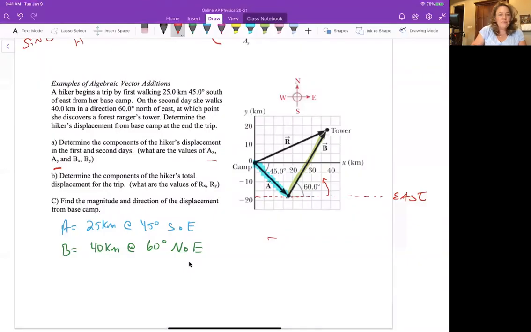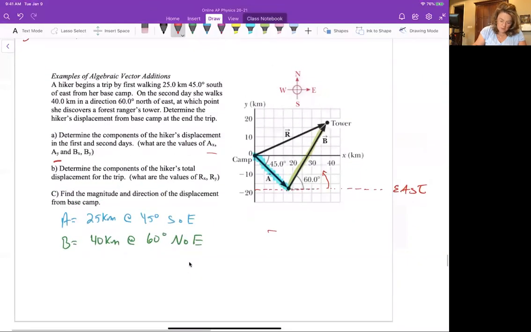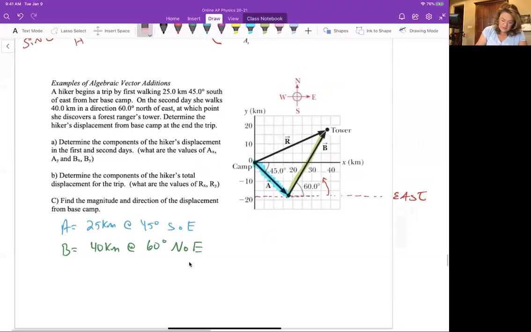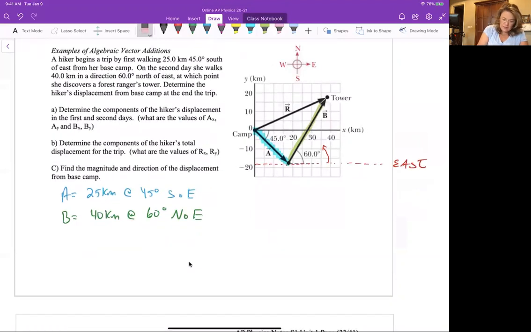Okay, so all right, there's my two vectors, and then this is the question. They want to know what are the components of the displacement vectors from day 1 and day 2. So we are going to find the components of vector A and vector B. So let's take vector A first.